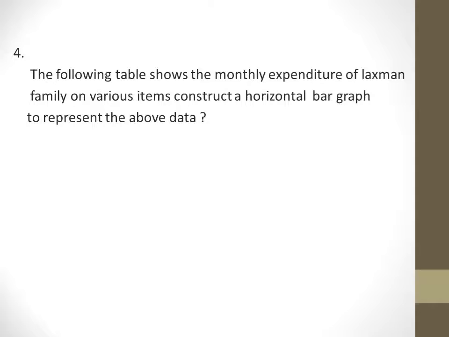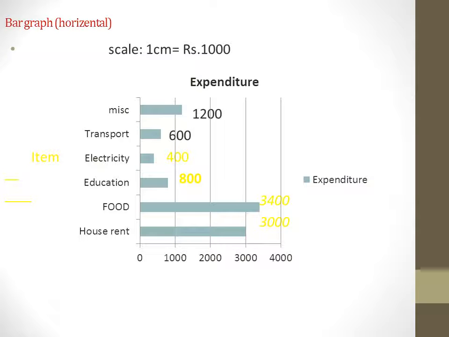Okay. Next, fourth problem. The following table shows the monthly expenditure of Lakshman family on various items. Construct a horizontal bar graph to represent the above data. Using the given data I draw a horizontal bar graph. Okay, how is it? Observe. Now I draw a horizontal bar graph.